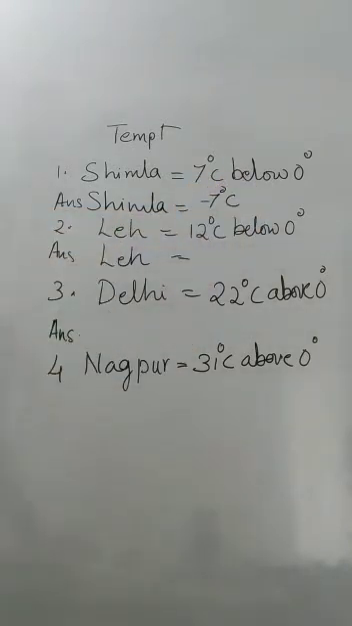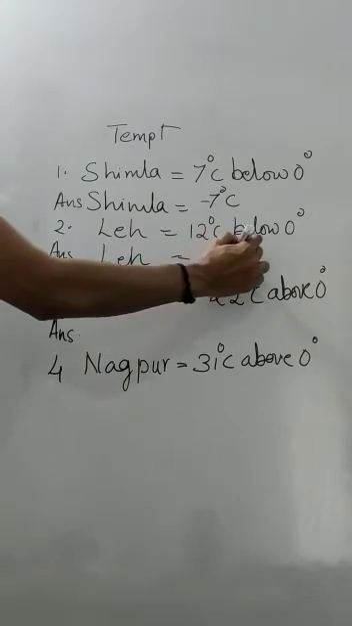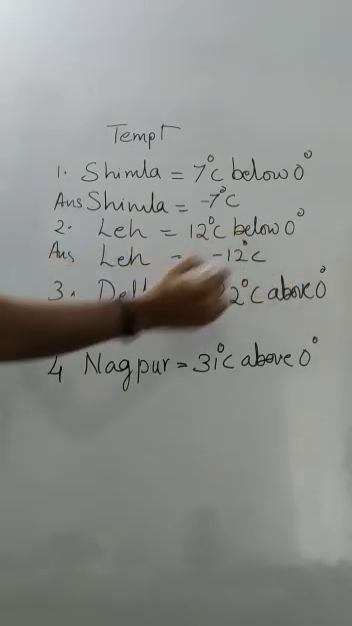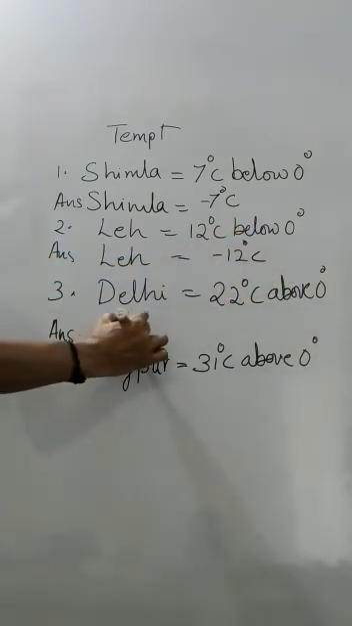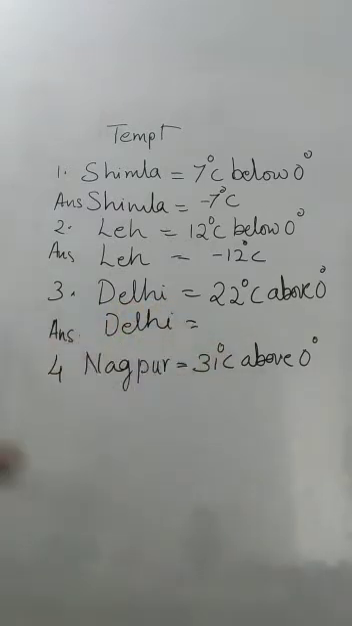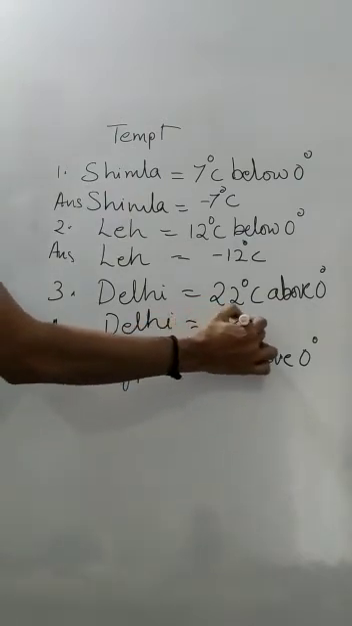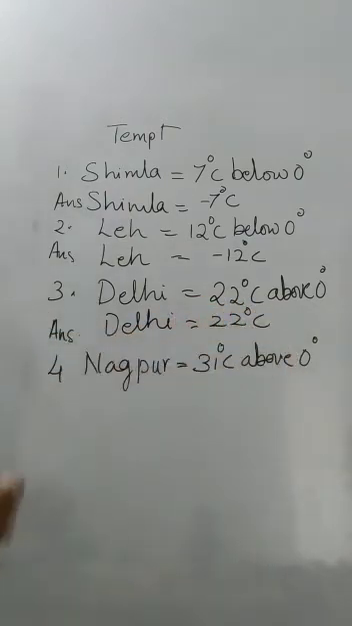And in Leh it is again 12 degrees Celsius below 0. So how will you write? Minus 12 degrees Celsius. And in Delhi, what is the temperature? 22 degrees Celsius above. So that is normal. So that is positive, but you don't have to put the positive sign.